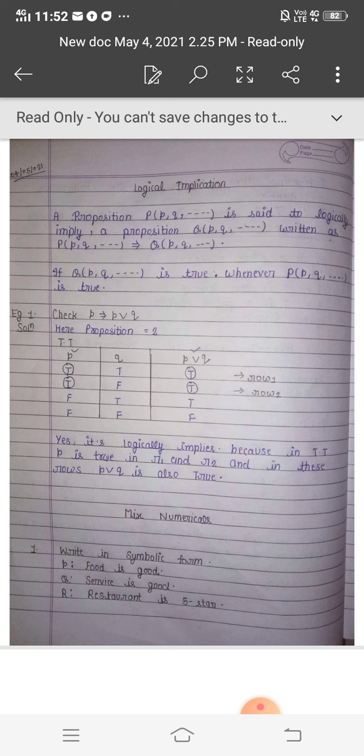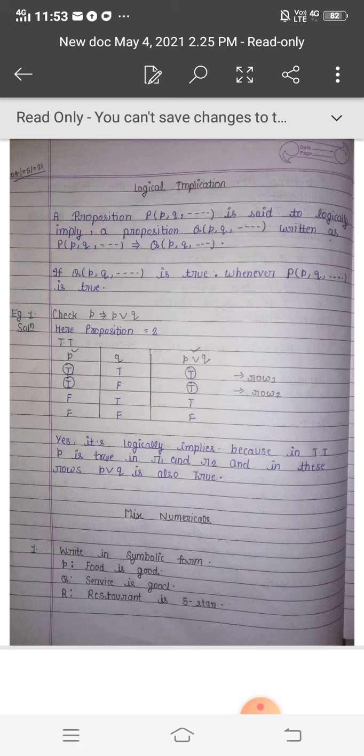So this concept is similar to arguments. In argument also we used to check premises and conclusion. Similarly, in this we will also check the condition before the implies symbol and after it, the conclusion. Now there are some mixed numericals based on previous topics.